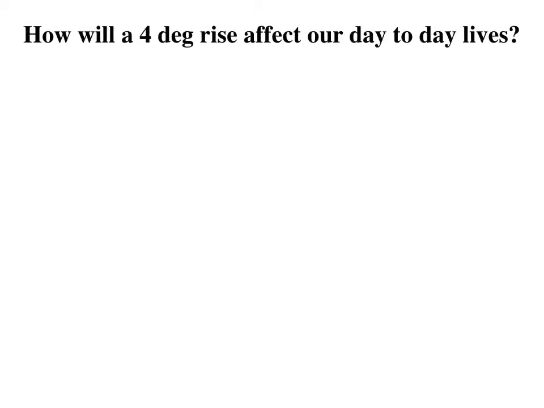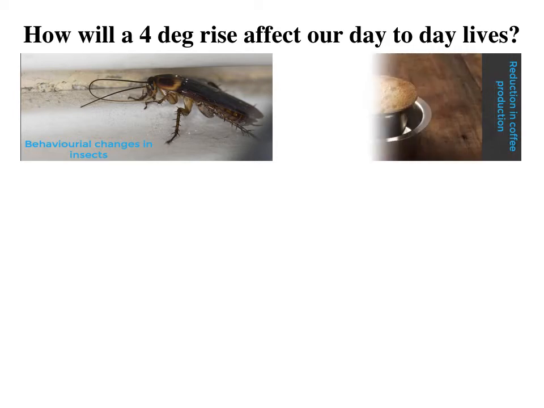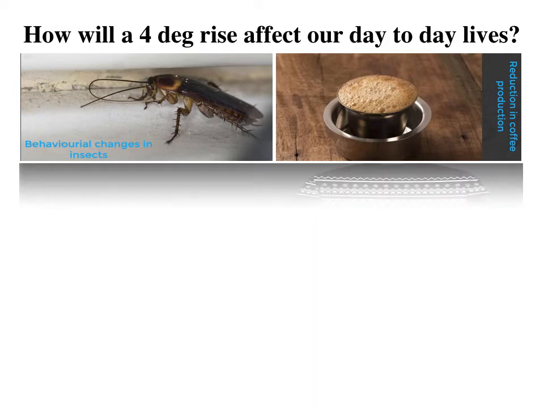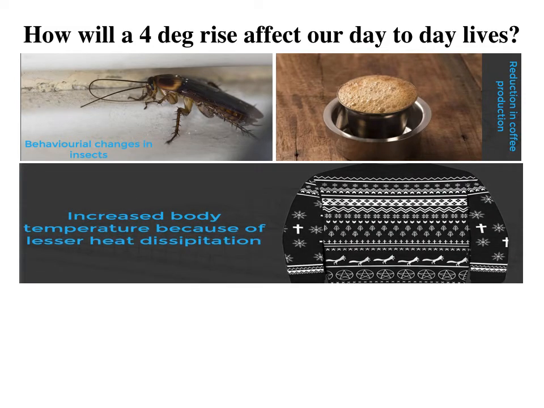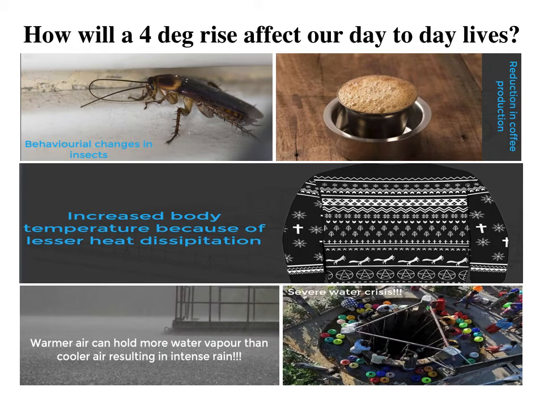How will a 4 degree rise affect our day to day life? If it increases 4 degrees from the present status, the behavior of insects will change. And the production of all the crops, here we see coffee, will decrease. Body temperature increases, with less heat dissipation. Warmer air can hold more water vapor, because we studied about that. Warm air can hold more water vapor, so there will be more rainfall, and at the same time more scarcity of water because of improper distribution of water, and many more.